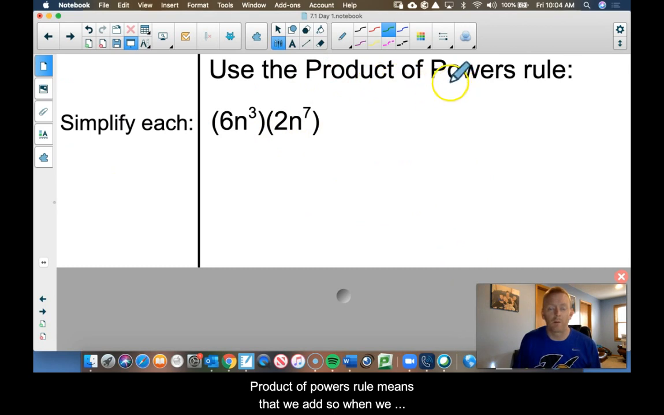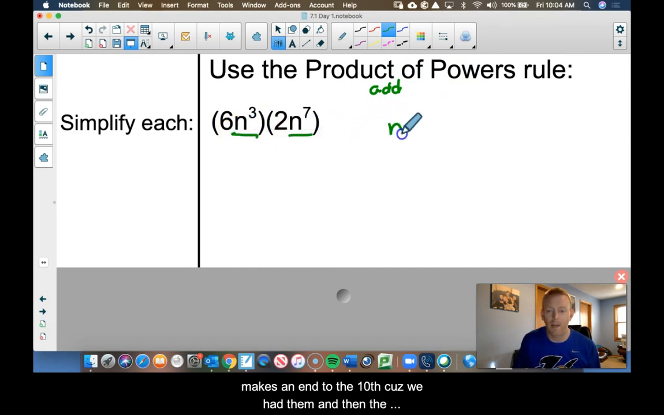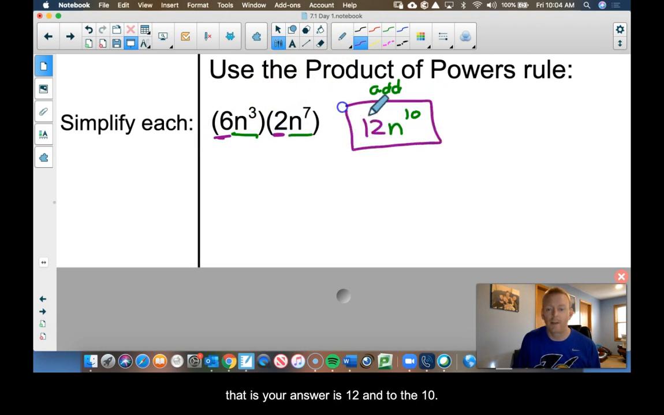Product of powers rule means that we add. So when we multiply, we add. So n to the 3rd times n to the 7th makes an n to the 10th because we add them. And then the coefficients in front, the 6 times 2 makes a 12. So then that is your answer as 12n to the 10th.